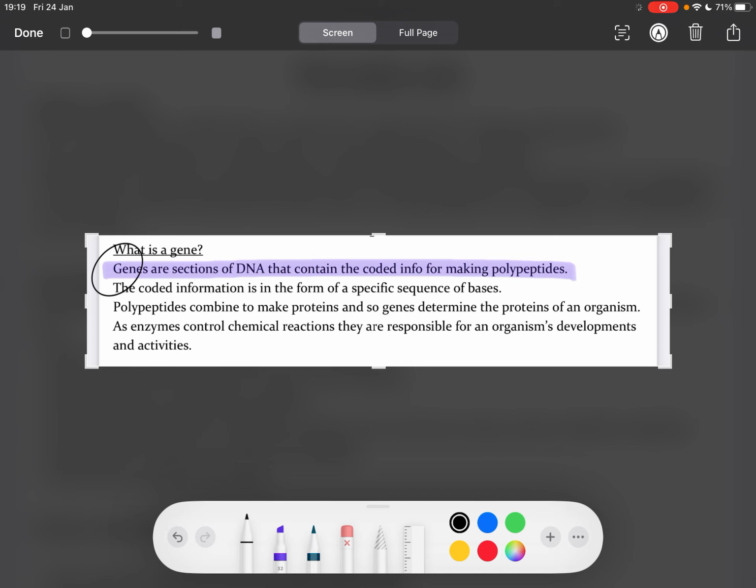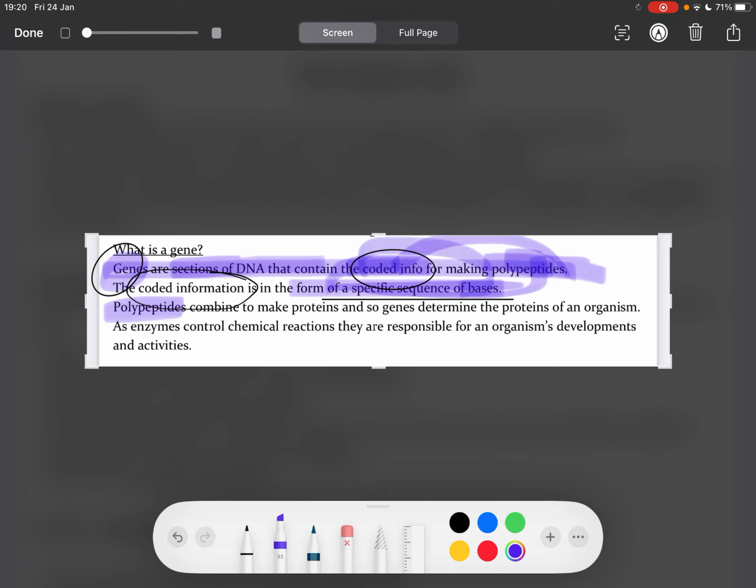The coded information is in the form of a specific sequence of bases. So basically, genes, which are sections of DNA that contain the coded info, contain a specific sequence of bases to make polypeptides. Polypeptides, which are made of the specific sequence of bases coded into the sections of the DNA called genes, combine to make proteins. Polypeptides combine to make proteins, and so the genes determine the proteins of an organism.